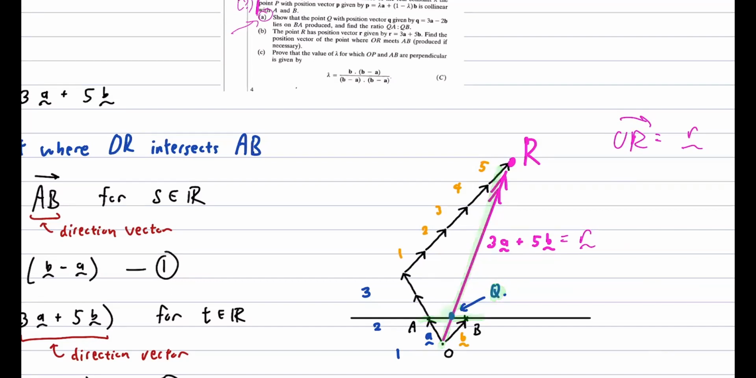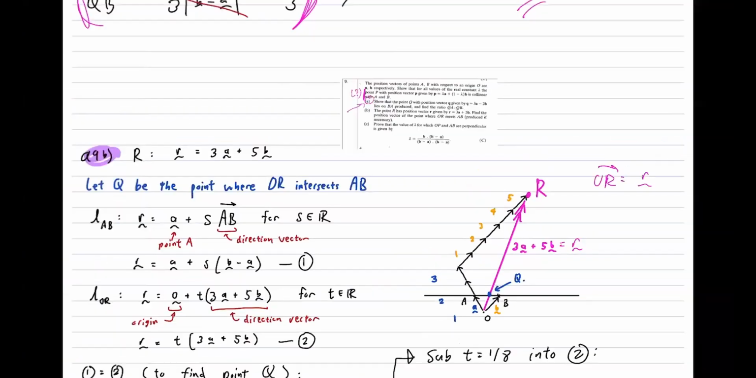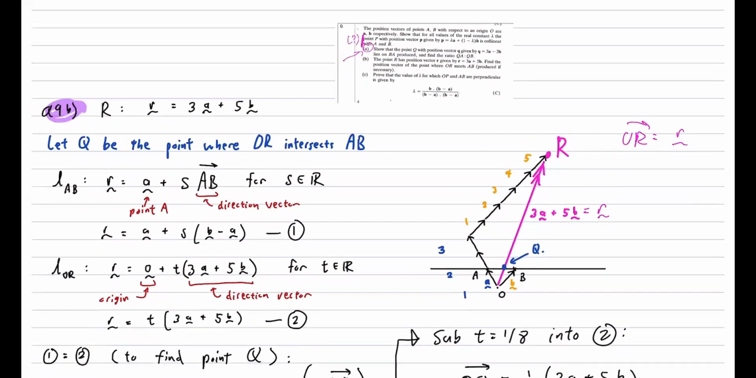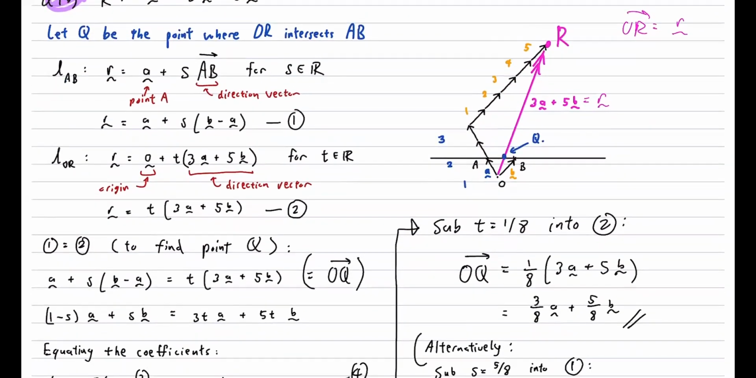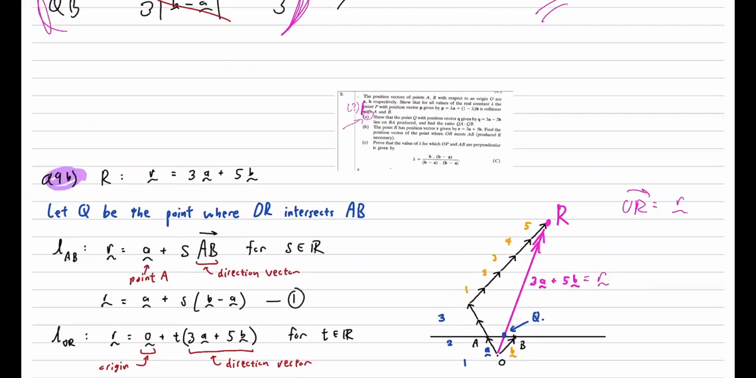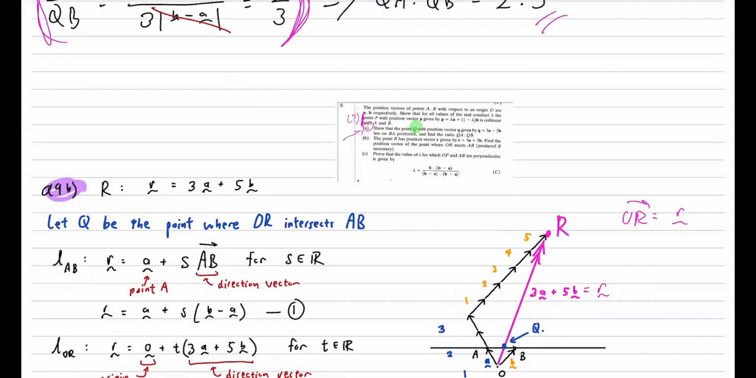Okay, maybe I shouldn't have used the point Q, but it's a bit too late. I didn't realize that there was a part A that used point Q. They are not related. Part A is not related to part B. So this Q is not related to Q in part A. It's a totally new question.